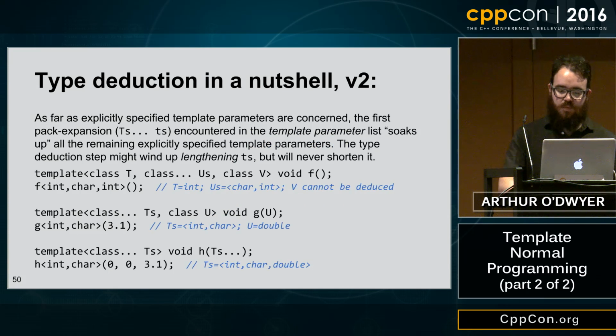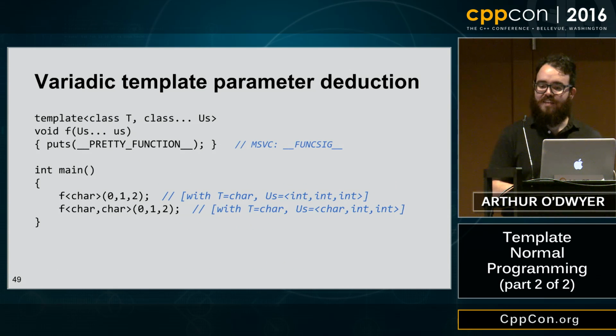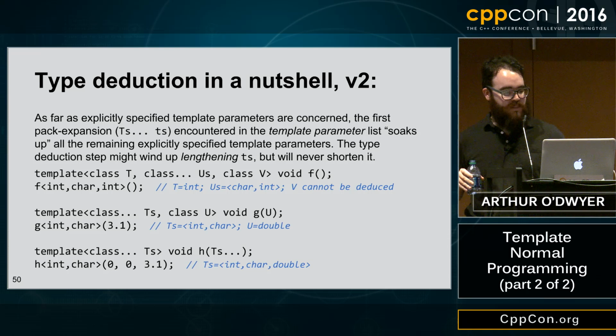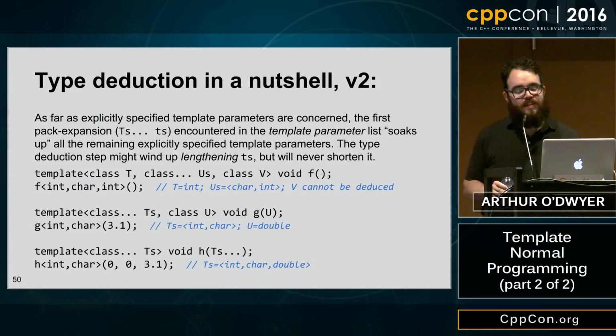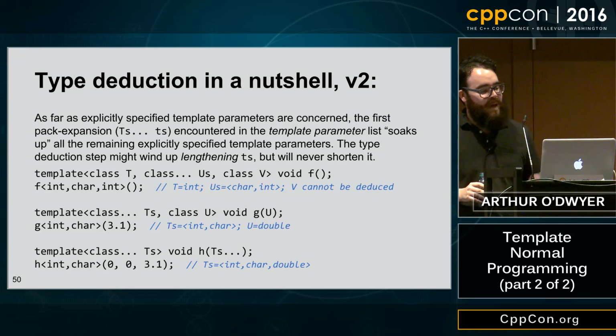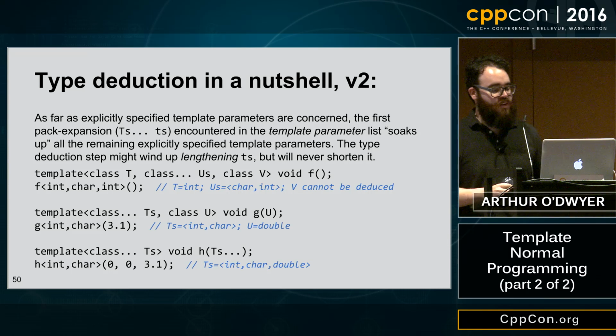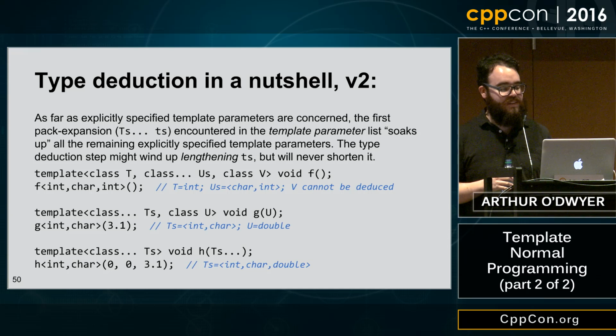So if you did char, comma char, in the brackets and then have your params, would that just specify the first 3 of chars then? Yes, you can just keep going as long as you want there in the angle brackets, or outside them for that matter. So as far as explicitly specified template parameters are concerned, the first pack expansion encountered in the template parameter list basically just soaks up all of the remaining explicitly specified template parameters. Those are the things in the angle brackets.